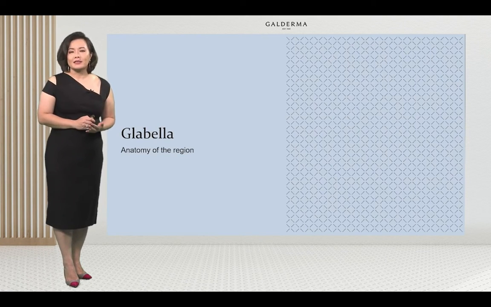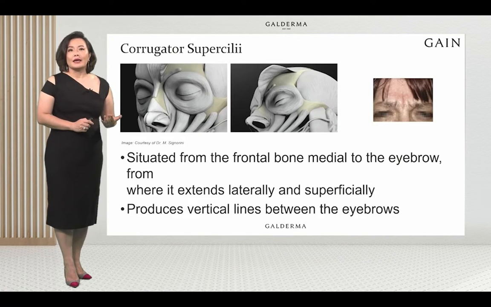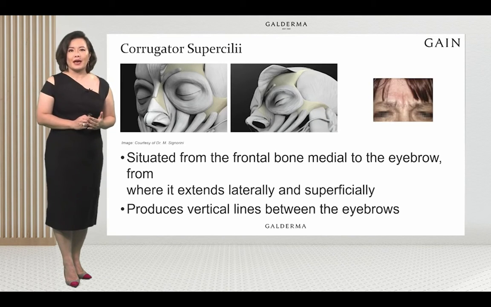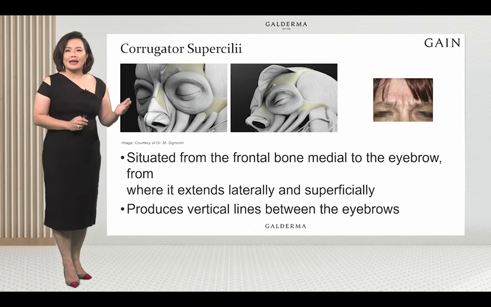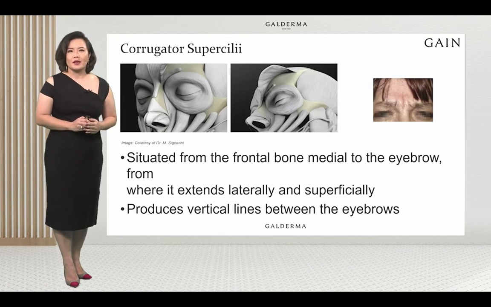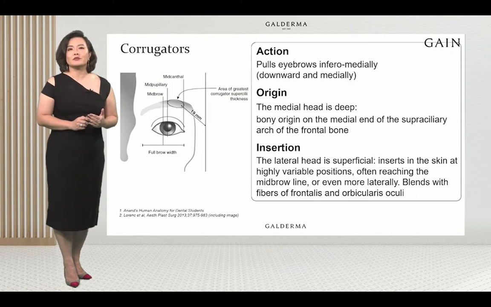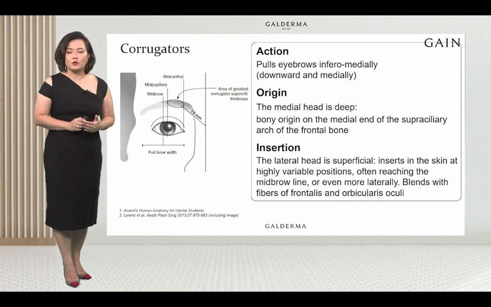First, let's review the anatomy of the region. In here, we have the corrugator supercilii muscle, which is situated from the frontal bone medial to the eyebrow, from where it extends laterally and superficially. The corrugator produces the vertical lines between the eyebrows, which most patients call the number 11s. It is important that we keep in mind that the corrugator is a muscle that changes in depth throughout its course. Medially, it is deep, and laterally, it is more superficial.